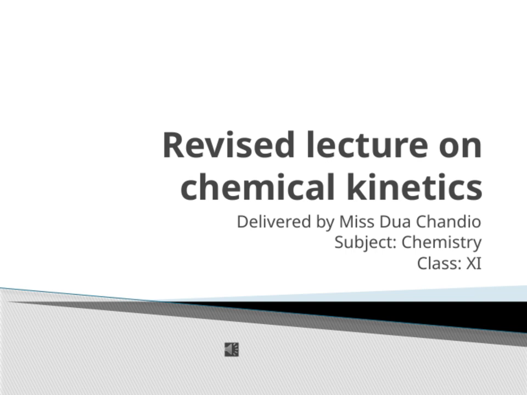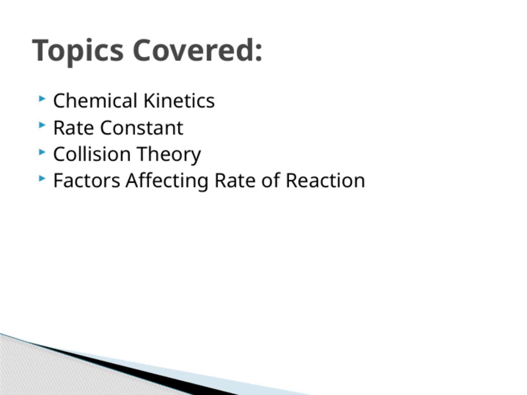Let's get started. Today, we'll be exploring some fundamental topics in chemical kinetics. First up is chemical kinetics itself, which is all about understanding how and at what rate chemical reactions occur. This is crucial because it helps us control reactions in everything from industrial processes to biological systems. Next, we'll look at the rate constant, a key concept that tells us how fast a reaction proceeds under specific conditions. It's like a numerical fingerprint of the reaction's speed, influenced by factors like temperature and concentration.